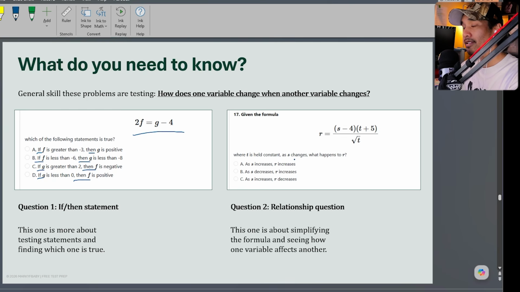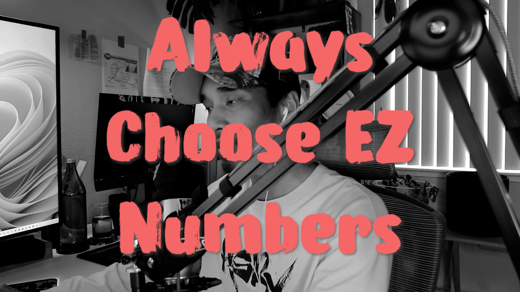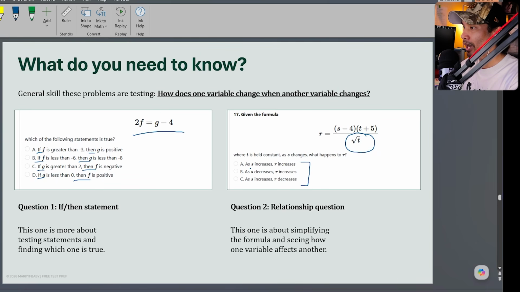So again, this is kind of like an if and then statement. So as s increases, r increases, right? We have to find out which one is true and which one is false. We have to figure out what is really happening. And the only way to do that is to, one, pick a constant, solve for the constant, and then once our expression is simplified, we pick easy numbers and see what happens when we put numbers in for s and how they affect r in this case.